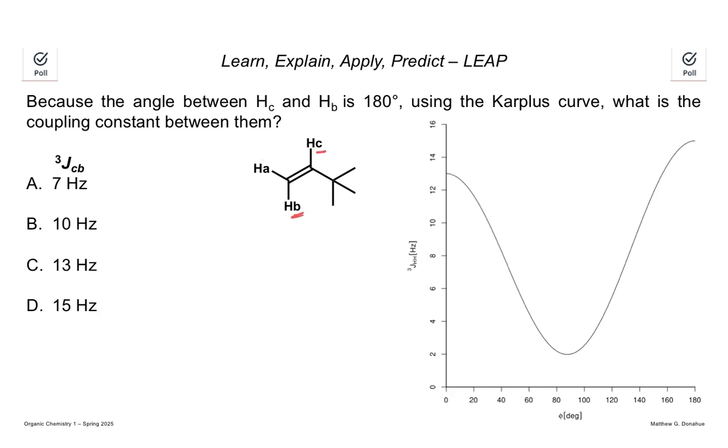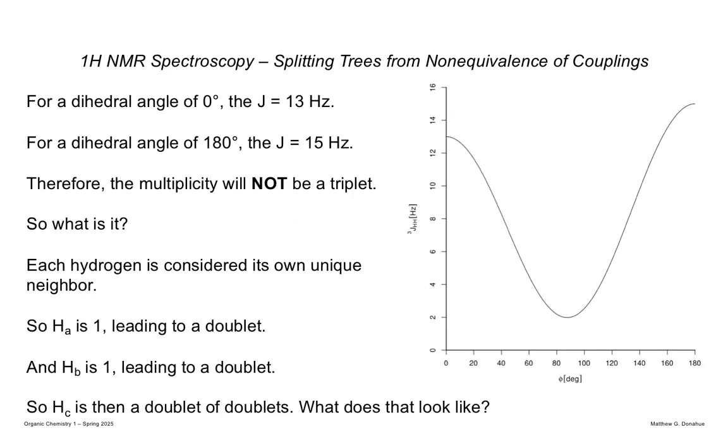C to B was 180. So we find that on the curve. We draw our line over, and we see that that is 15 hertz. So you can't have a triplet that's showing both 13 and 15. Remember, the distance between those lines has to be the same. So how do we figure this out then?